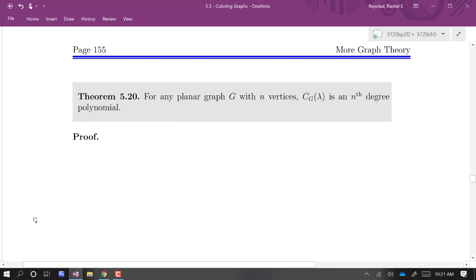Okay, so our next result is that for any graph with n vertices, its chromatic polynomial will be an nth degree polynomial. Now, this might seem a little bit obvious when we think about the graphs that we've worked with and the ways we've gone about counting the number of colors, using the multiplication counting principle.